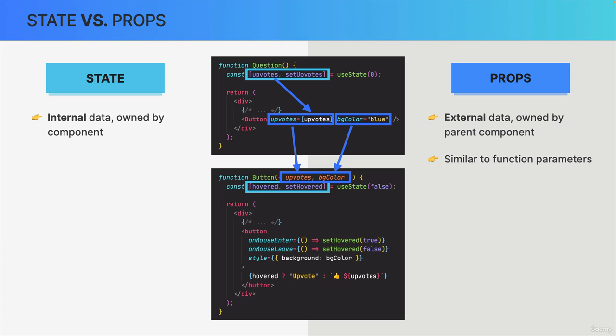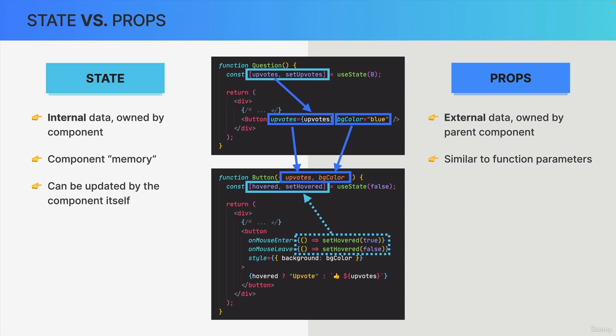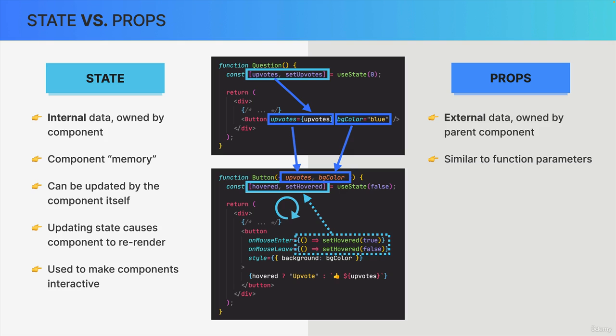State, on the other hand, can be thought of as the component's memory, because it can hold data over time, so across multiple re-renders. Now, state can be updated by the component itself, and as we already know, this will then cause the component to be re-rendered by React. Therefore, we use this mechanism of state to make components interactive.